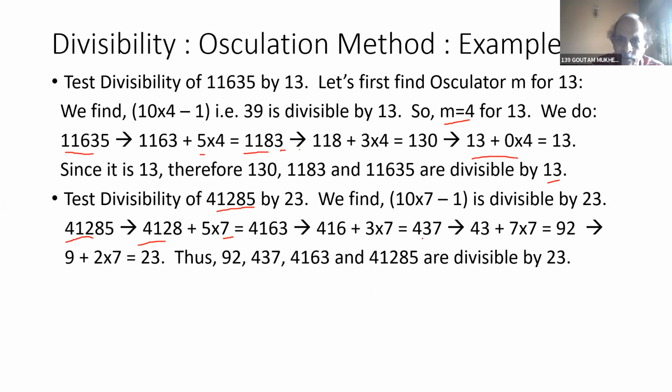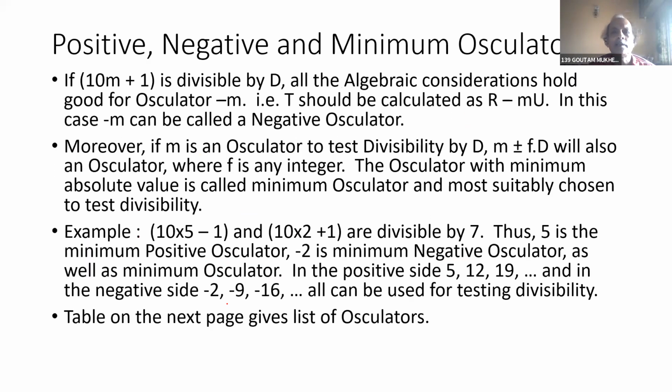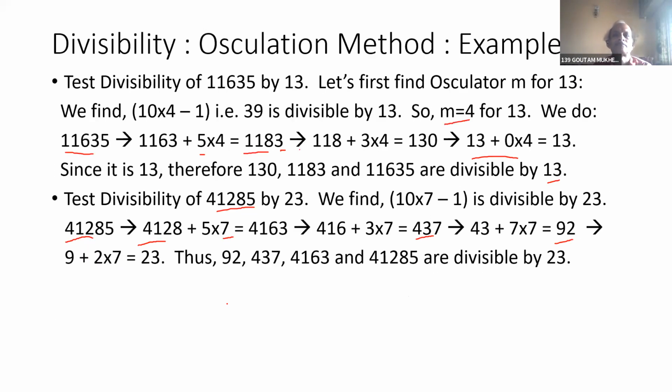You add it with 16. This becomes 437. Again 43 plus 7 into 7 is 49, and 49 plus 43 is 92. If we get 92, you know that it is divisible by 23, since 23 into 4 is 92. I could have stopped there. So therefore 92, 437, all the backtracking, all these numbers are divisible by 23. So that is the idea. Do you understand this?